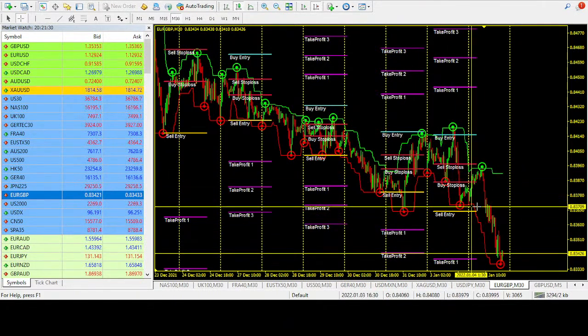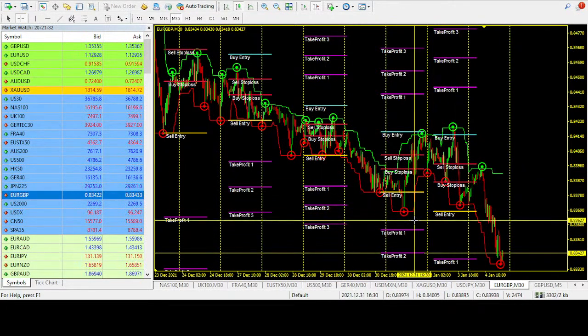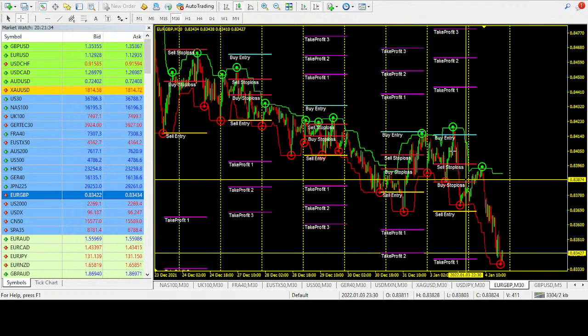Here's another one right here that happened today. There was a red circle dot that formed, and as you can see, the market, when it dropped like that.